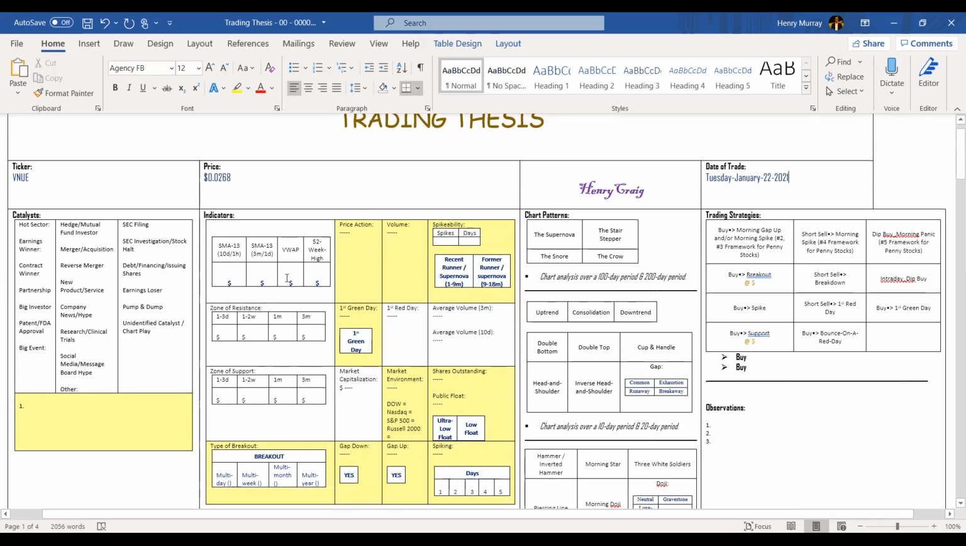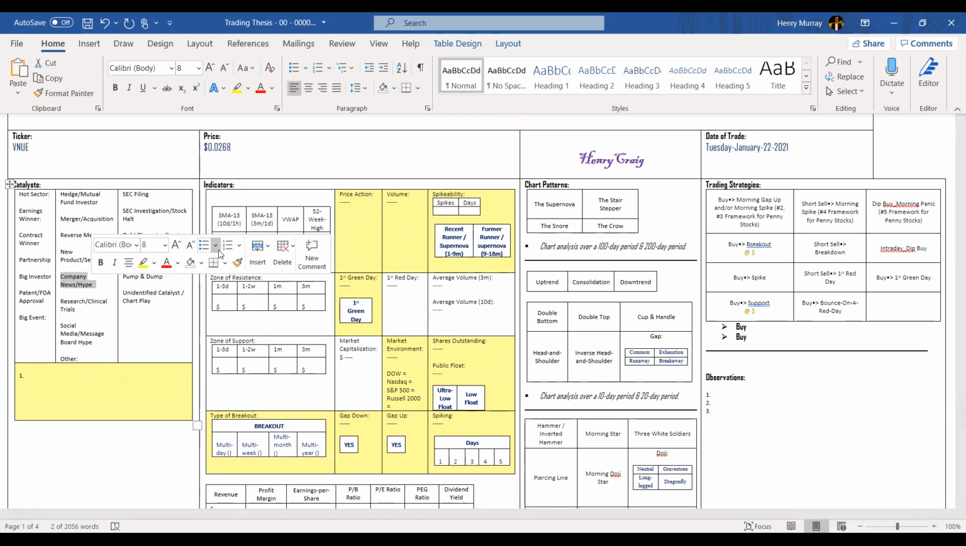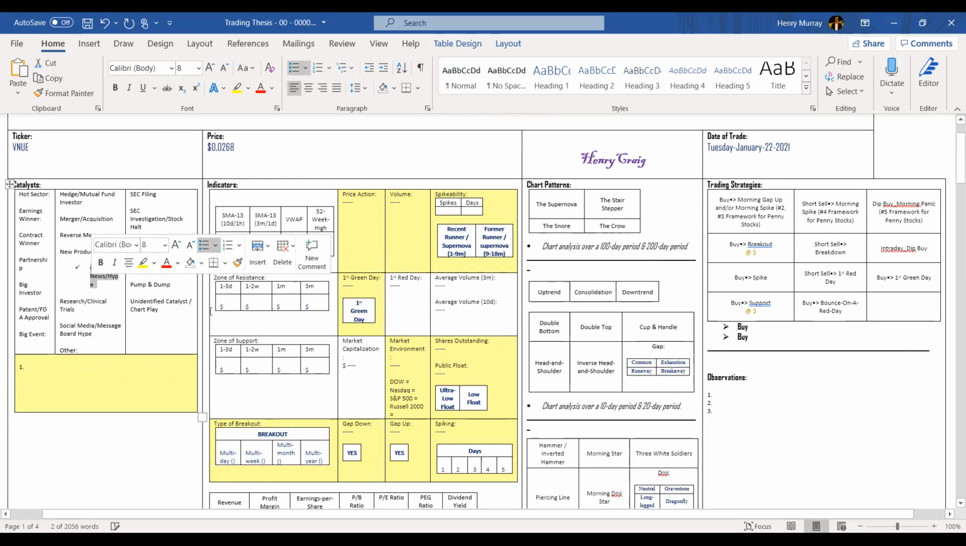Okay, so the next parameter we're going to look at is catalysts, and we identified that there was a business news release. So let's see here, any company release right here. Company news or hype. So that's one catalyst right there.